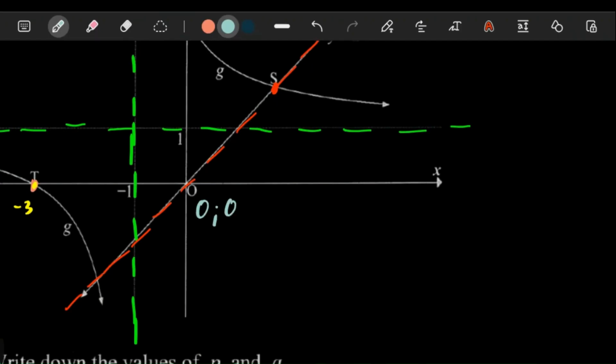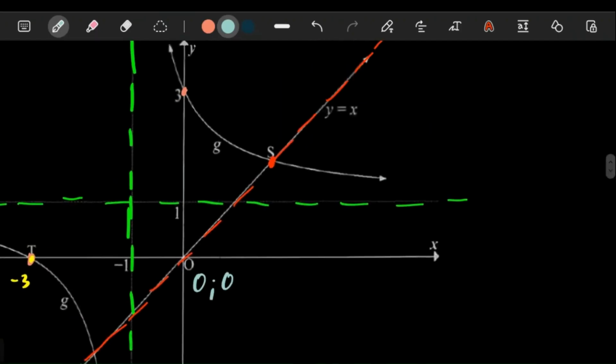The thing is, S is a point on the hyperbola. It kind of makes our lives very easy, because you already know the coordinate of S. To make life easy, whatever the x value of S is, it is the same as the y value. So you can write out the coordinate of S as x and x.